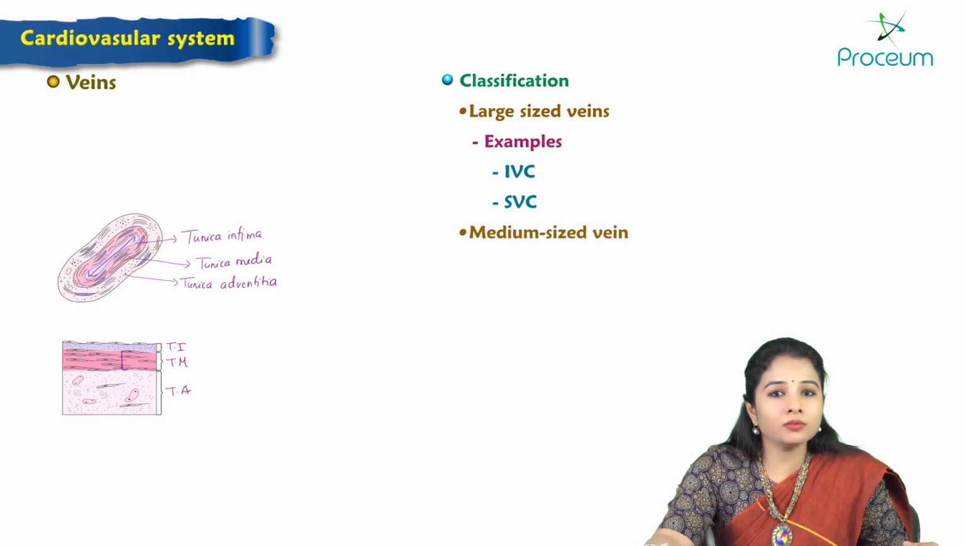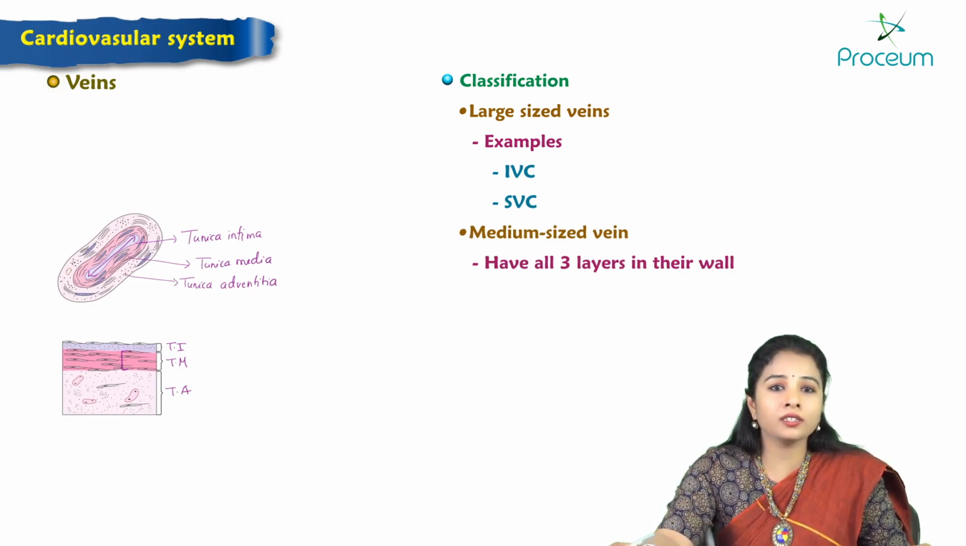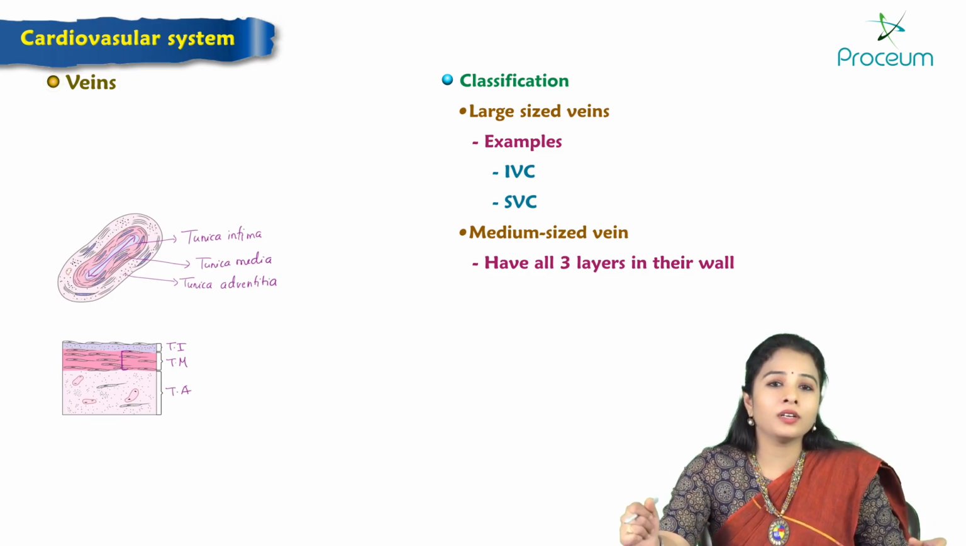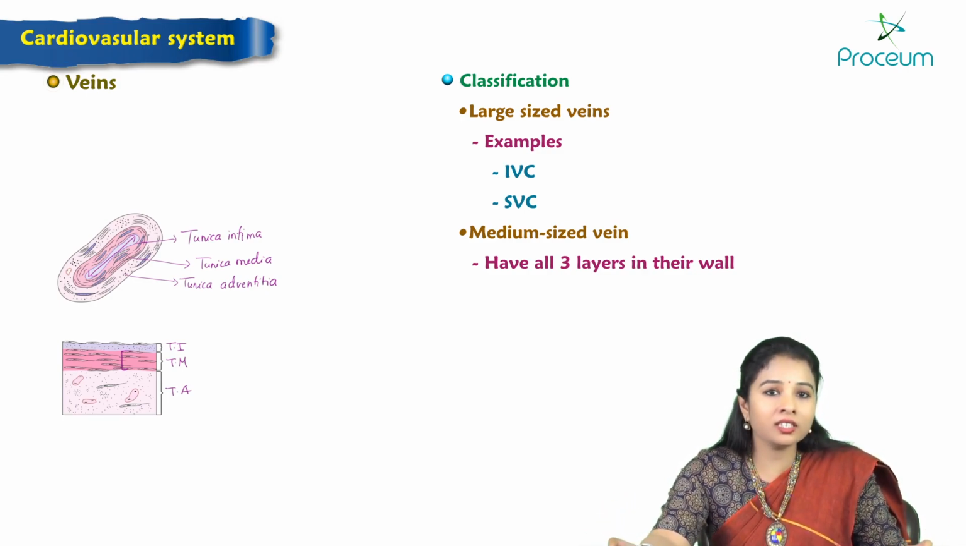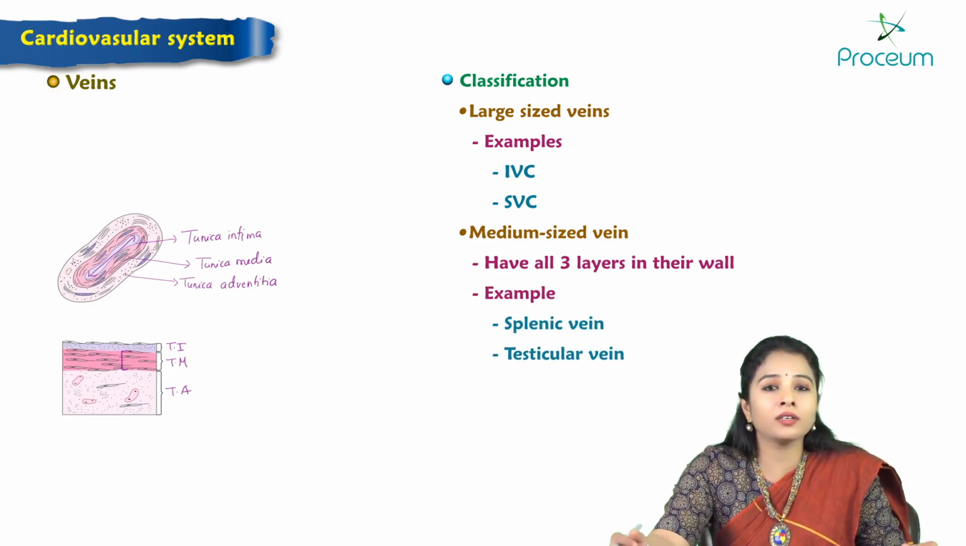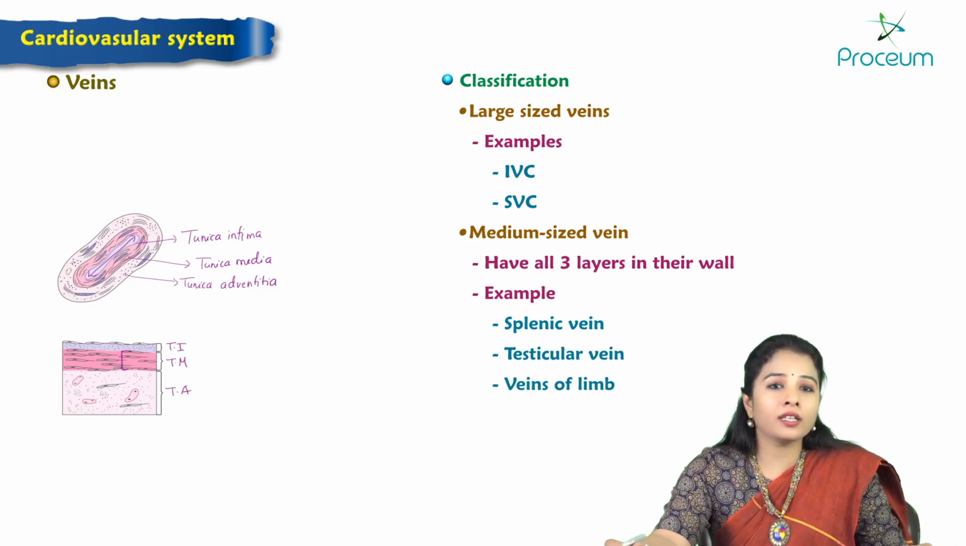Next, about the medium sized veins, these veins also have all three layers in their wall like tunica intima, media and adventitia, and here also the adventitia is thicker. Examples of medium sized veins are splenic veins, testicular veins and even the veins in the limbs are the examples of medium sized veins.